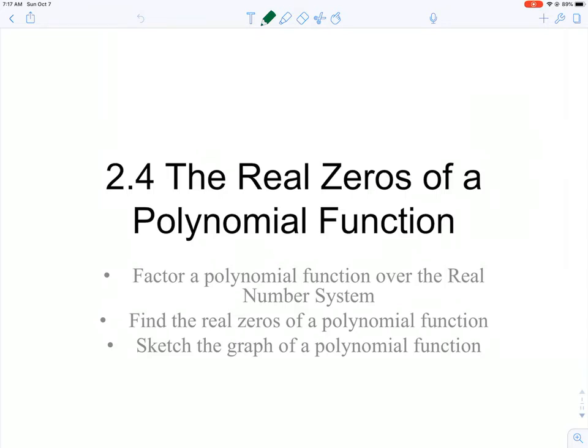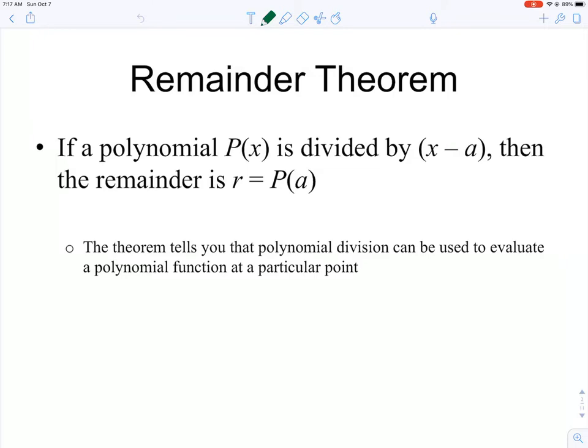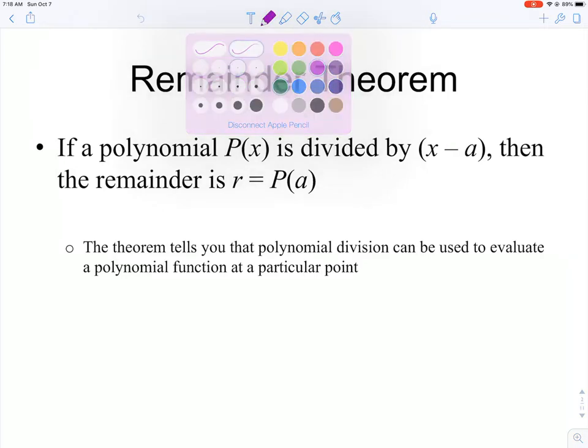And that will allow us to then identify the real zeros of the polynomial function, which then we can take those real zeros. We know those correspond to x-intercepts on the graph of the polynomial function. We'll be able to sketch the graphs. So we're going to start with the remainder theorem.